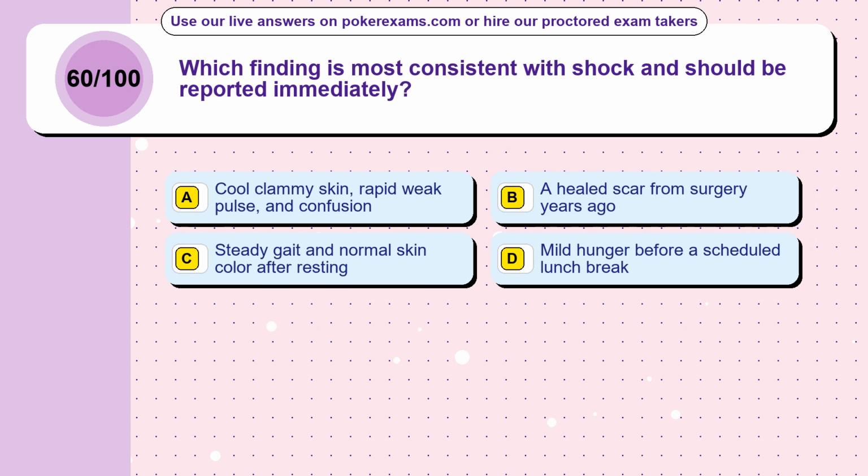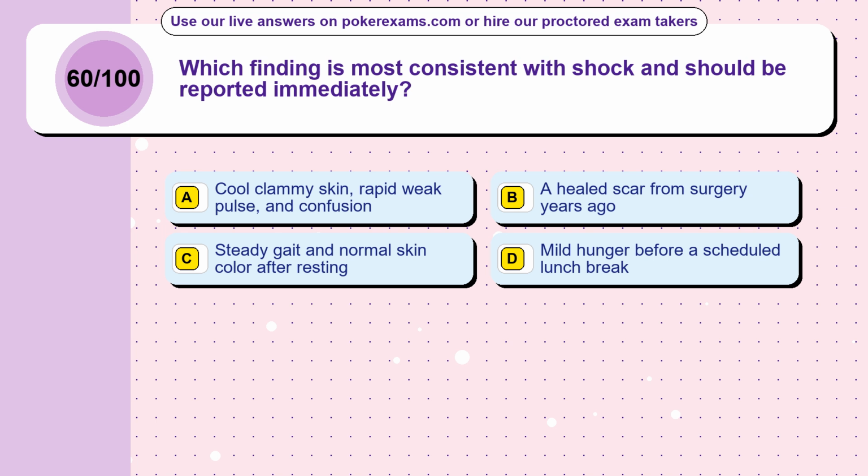Question 60. Which finding is most consistent with shock and should be reported immediately? Option A. Cool clammy skin, rapid weak pulse, and confusion. Option B. A healed scar from surgery years ago. Option C. Steady gait and normal skin color after resting.